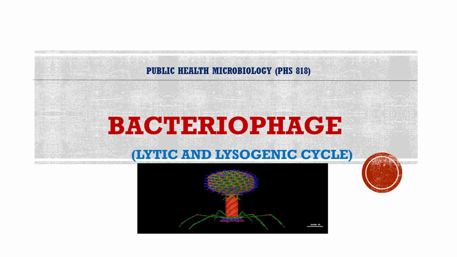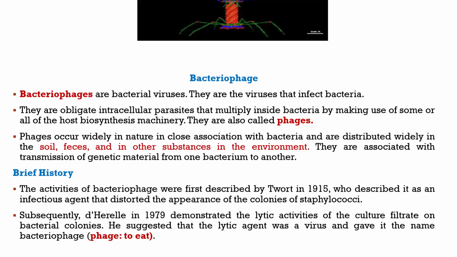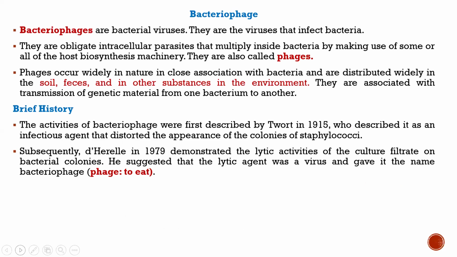So let me just quickly run through the bacteriophage, the cycle of bacteriophage and every one of its components that we need to know, right? So first of all, what is a bacteriophage? They are bacterial viruses, okay? They are the viruses that infect bacteria, just in a simple definition. Bacteriophages are viruses that infect bacteria. So they are obligate intracellular parasites that multiply inside bacteria by making use of some or all of their host biosynthesis machinery. So they're also called phages.